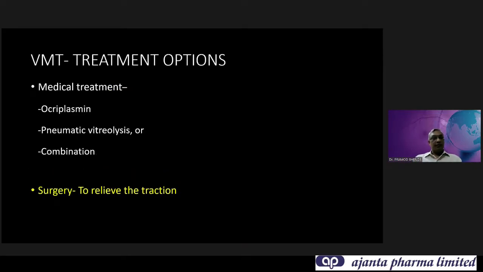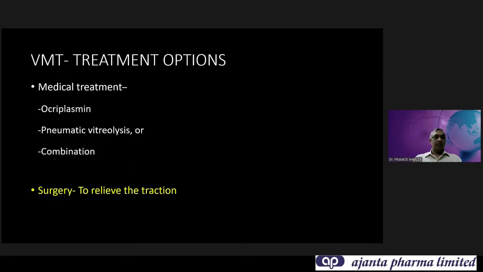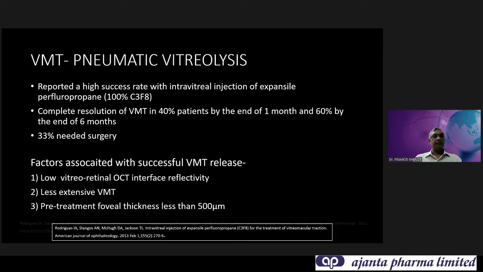So the goal of the treatment here is to relieve the traction. What are the treatment options? One is medical treatment, in the form of plasmin. Initially there was a lot of buzz about it, but almost everyone has given up now because of a lot of other issues. Pneumatic vitreolysis can be attempted, but most of the time we resort to the surgical option to relieve this traction.